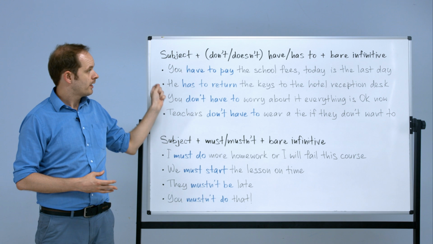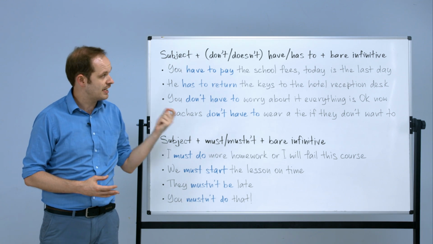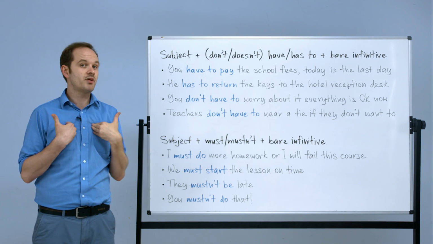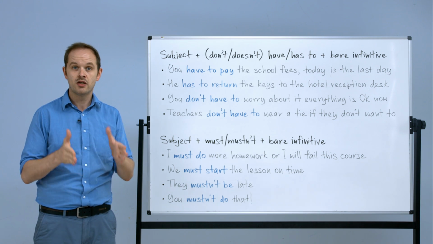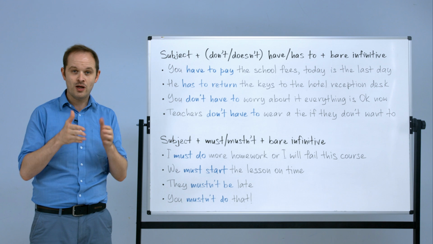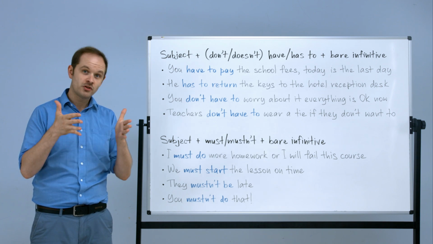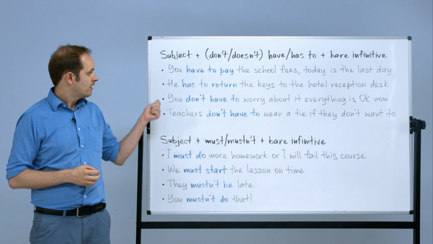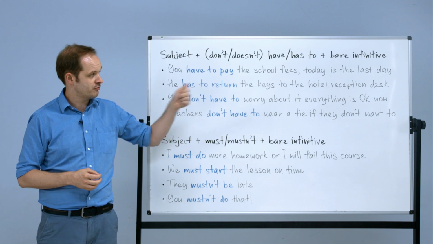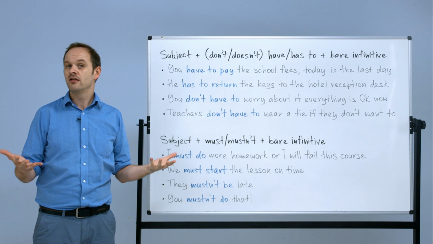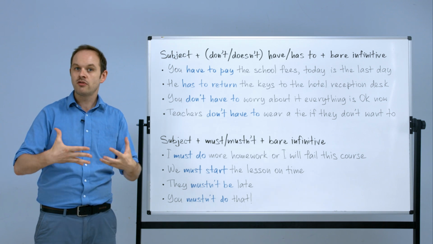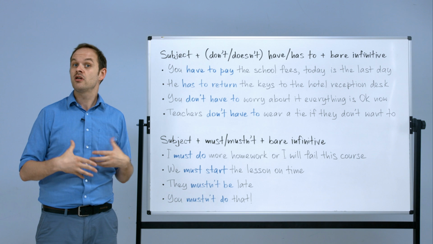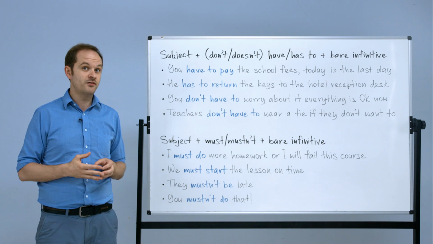For example, you have to pay the school fees. Today is the last day. So somebody is not telling themselves this. In fact, the school are probably telling a student, it's your responsibility. You have to pay. We make the rules. You need to follow the rules. He has to return the keys to the hotel reception desk. So again, this isn't something you would probably say to yourself. This is somebody being told from the outside the rules, the obligations that they need to follow.